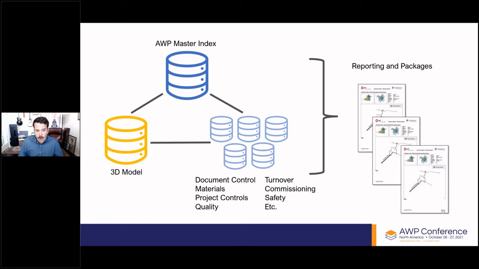There are a lot of thoughts and arguments that the data should live in the 3D model, but that's really unrealistic. So we need a way to easily connect the 3D model to things like the AWP master index, document control, materials databases, project controls databases, etc. You see the list there. By being able to do that, we're able to do reporting. In terms of developing executable packages using a 3D model, if we have it integrated and associated with the ecosystem of project data, reporting and package building can be fairly automated, and you can build these reports here on the right-hand side very quickly.